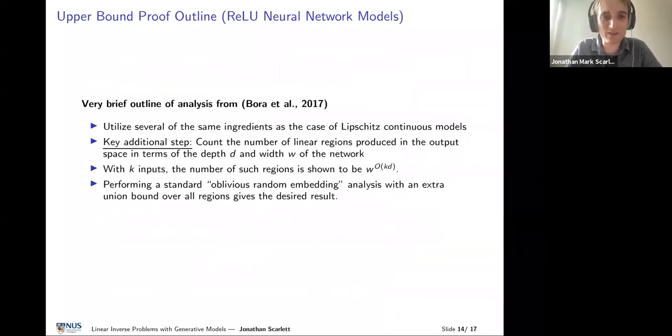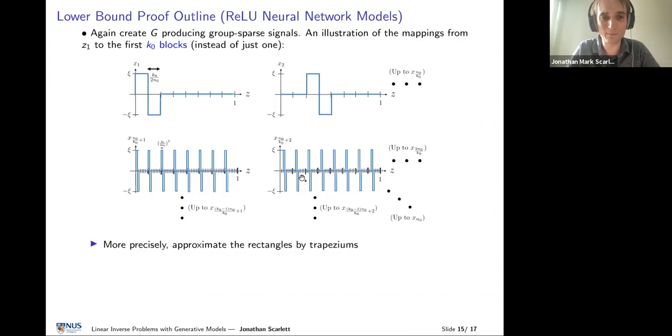Again, an outline of the upper bound. It's along the lines of the case of Lipschitz models, but it's based on counting linear regions. I think it was known before this paper that a ReLU network partitions the space into linear regions. A ReLU network may be very complex, but ultimately it is just piecewise linear, with many, many pieces. Basically, the number of pieces is like W to the KD, and the log of that is what dictates your number of measurements, by similar things I mentioned before, like oblivious random embedding or Johnson-Lindenstrauss, which makes the complexity be log of the number of linear regions. That's the very rough intuition behind the upper bound.